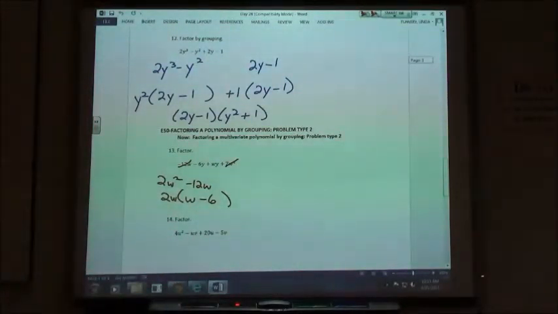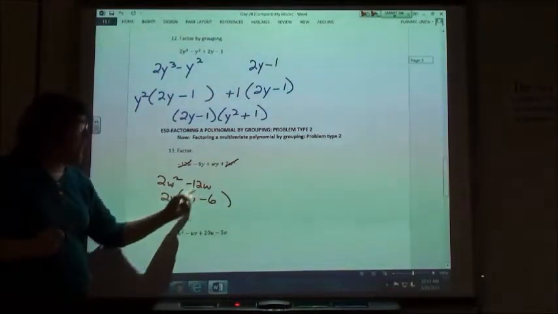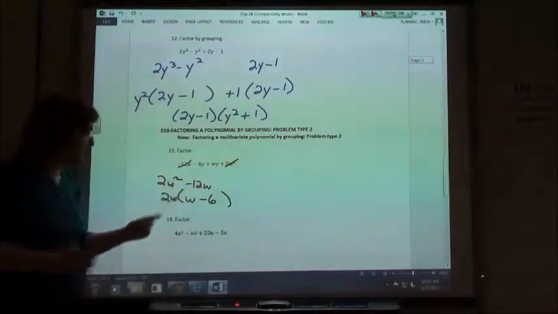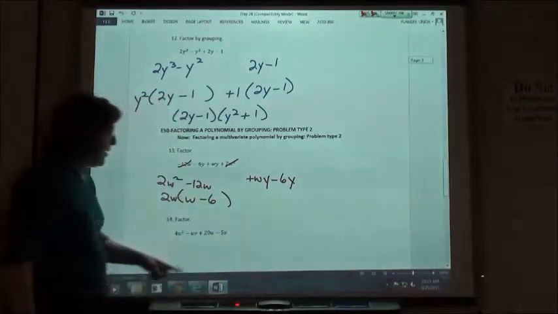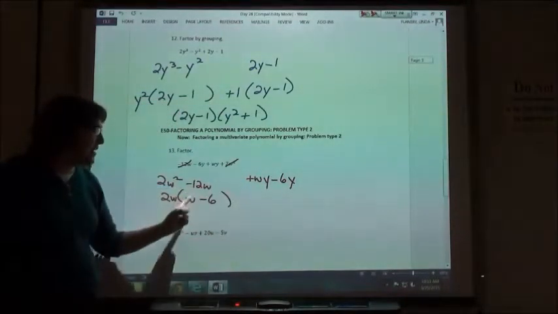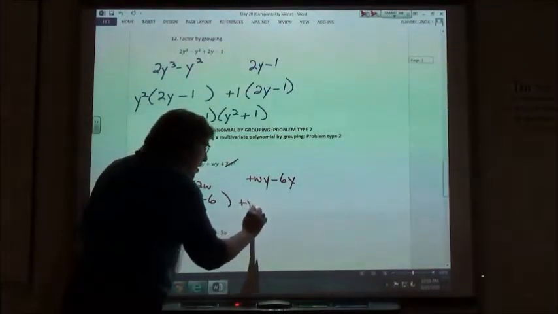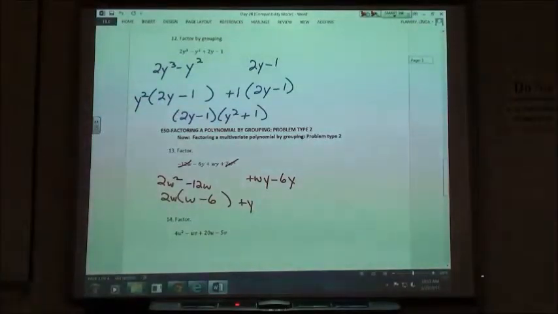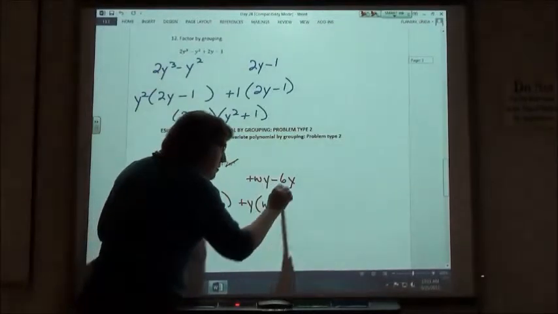So now when I'm looking at the other two terms, I know that I want to get w minus 6, which means that the term with the w in has to go first, right? So I'm going to have my plus wy and my minus 6y, and I'm going to say, okay, what do I need to divide out of my wy to get just the plain w? Y. The y, and it's going to be a positive y because I need my sign there.